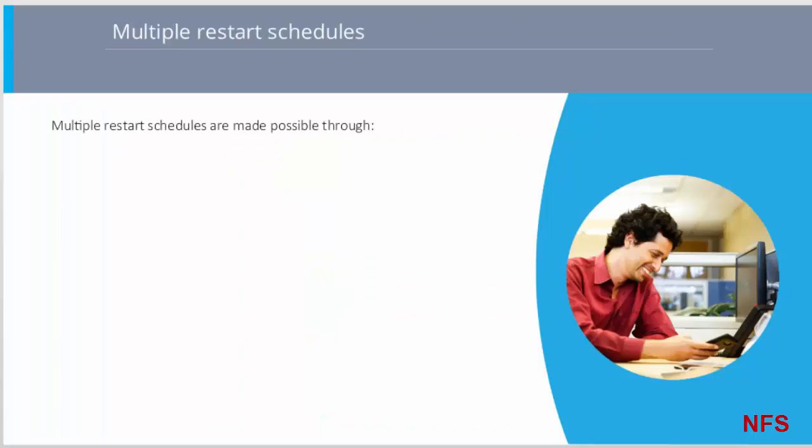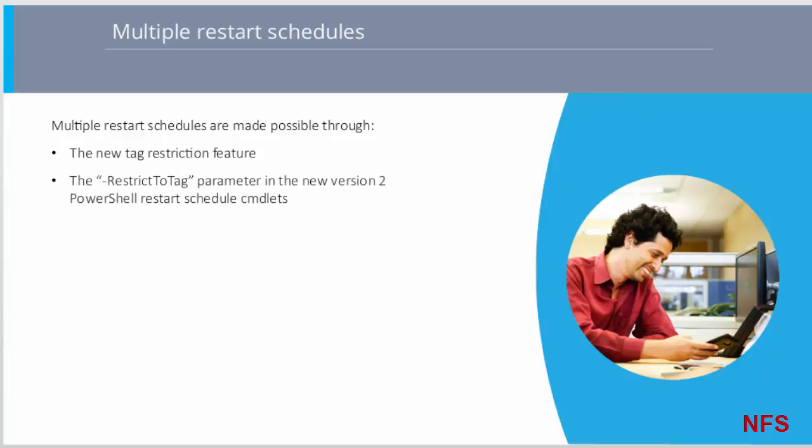Multiple restart schedules are made possible because of two new XenApp and XenDesktop 7.12 features. The first one we covered when we looked at the new tag restriction feature. If you recall, using tag restrictions, we could create a subset of machines in a delivery group. The second new feature is the Restrict to Tag parameter, which is only available when using the new version 2 PowerShell restart schedule commandlets. In other words, we are now able to apply tag restrictions to restart schedules.